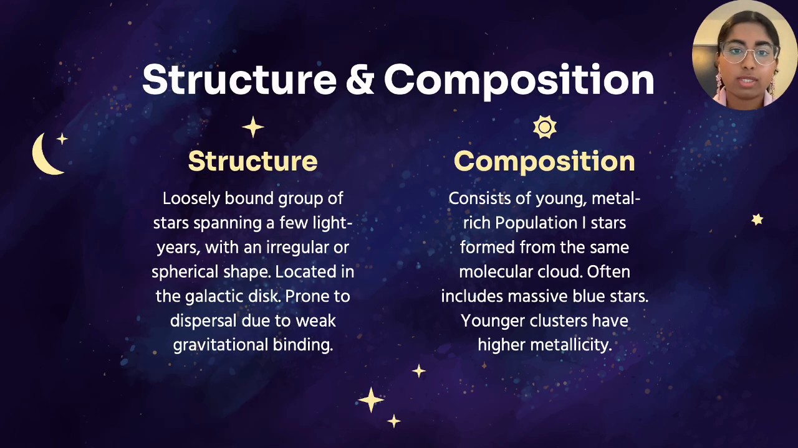So, the structure of an open cluster: they're essentially a loosely bound group of stars spanning a few light years with an irregular or spherical shape. Since they have weak gravitational binding, they're prone to dispersal. Open clusters are composed of very metal-rich stars, and they often include massive blue stars.